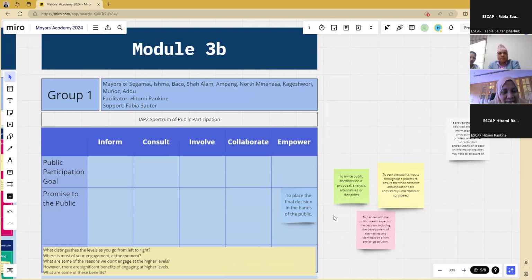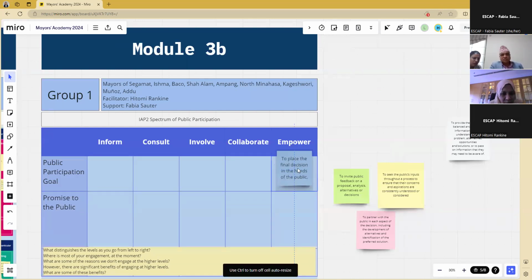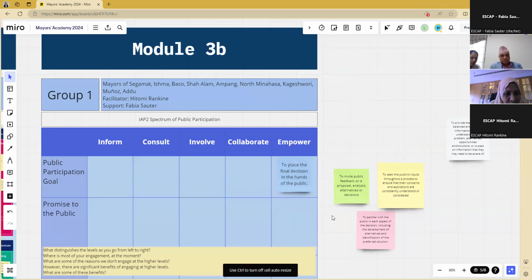Any other views? Yeah, the same view, that it is empower, to place the final decision in the hands of the public. Without empowering, they cannot do this. And it's of course the empowering. Okay, super, that's good. So Fabio, can you put it on the top row, to place the final decision.